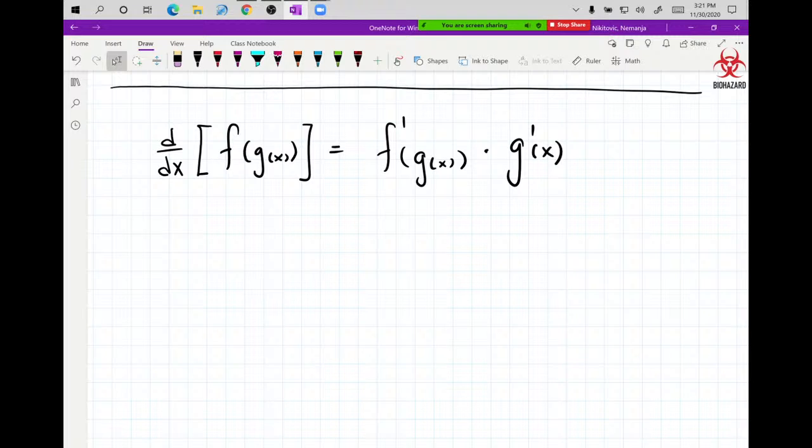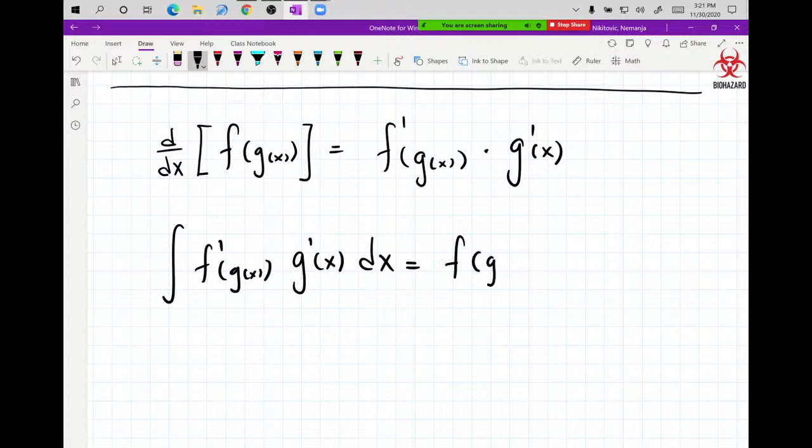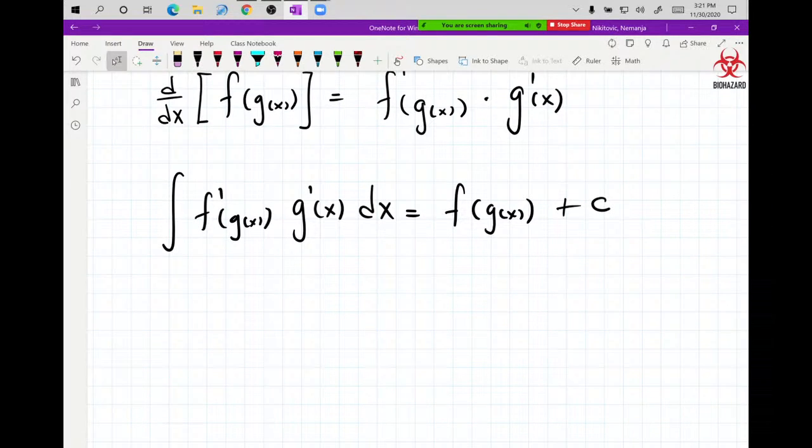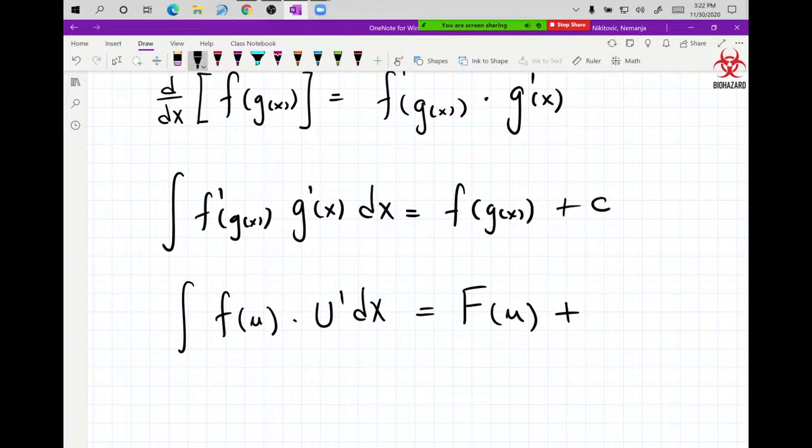So technically, what you want to have is the integral of f prime of g of x times g prime of x dx equal to f of g of x, and then there will obviously be plus c. So technically, this is your formula, but we don't need this prime here. So moving it without the prime, it will be f of u times u prime dx is equal to f of u plus c.